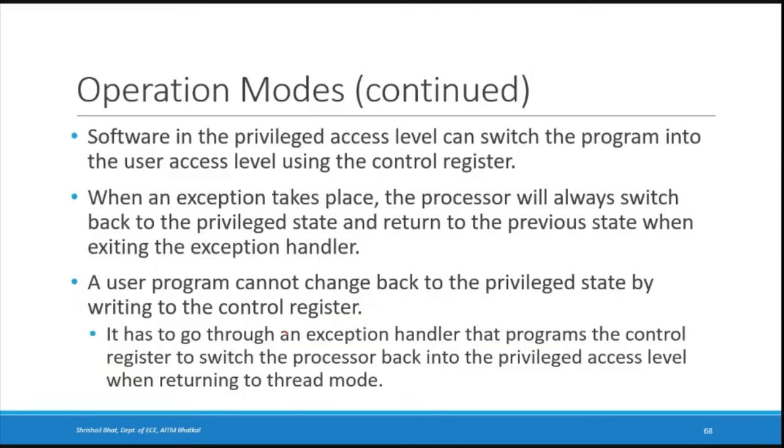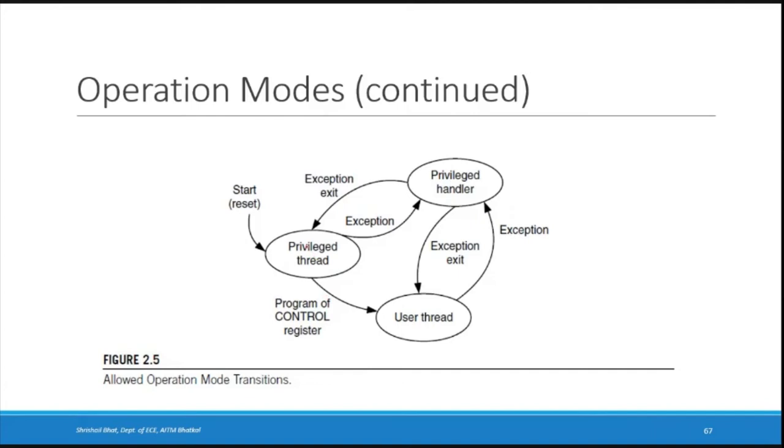So software in the privileged access level can switch the program into the user access level using the control register. That's what we have seen. From privileged access level to user access level, you can switch using the control register.